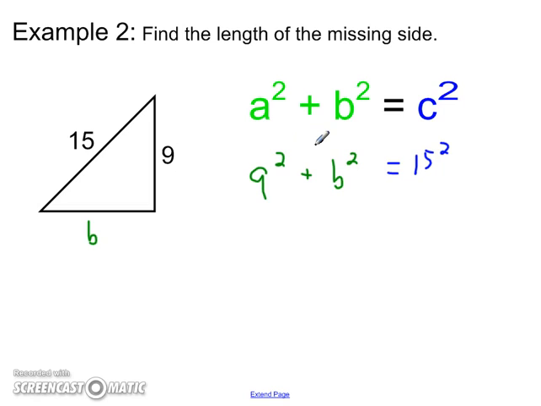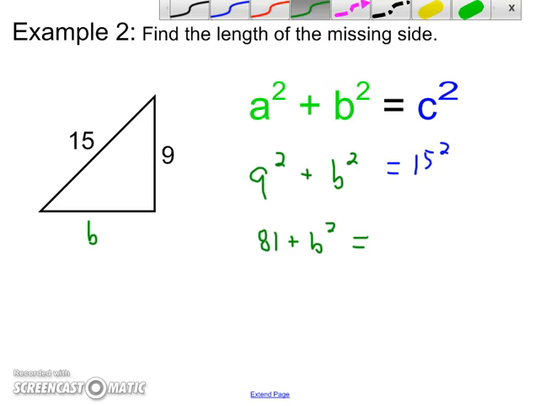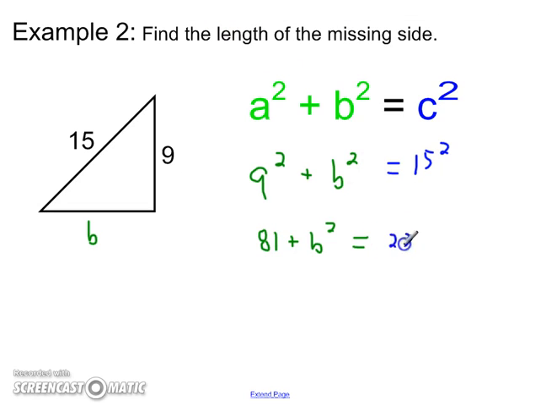So here's what happens. We're solving an equation. The first thing is to simplify the things that can be simplified. So 9 squared, well, that's 81, plus my B squared, that's my unknown, I'm going to bring it down, and that equals my 15 squared, which is 15 times 15, 225. I'm trying to keep these somewhat color-coded for right now. Again, I'm solving this equation, so I'm going to isolate this variable.